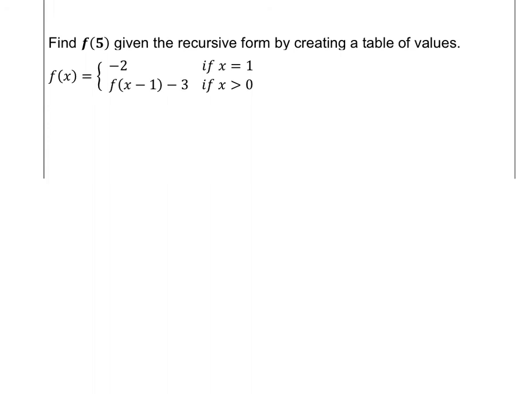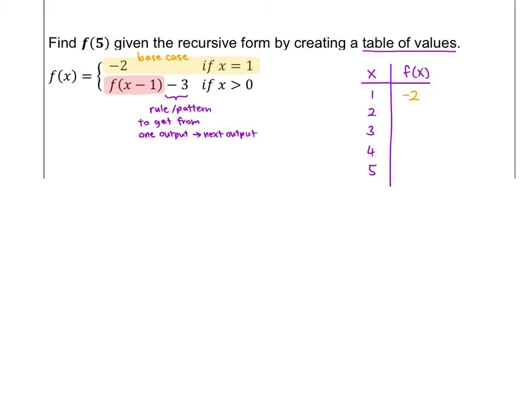To reach the output value of f of 5, we would actually have to create a table of values in order to reach all the way up until the 5th output. So starting with our base case, we can write into our table of values that at the input value of 1, we'd have an output value of -2, and then from there, apply the rule that's given to us right after the key phrase f of x minus 1.